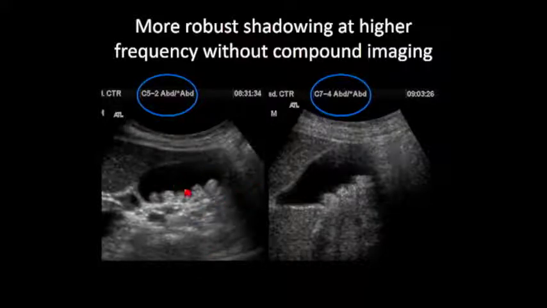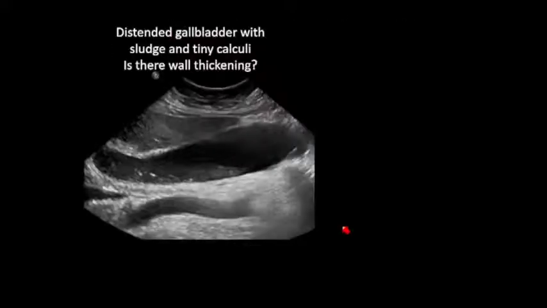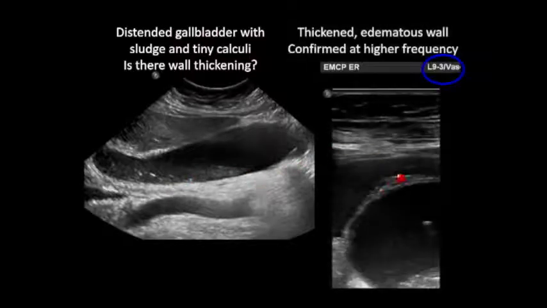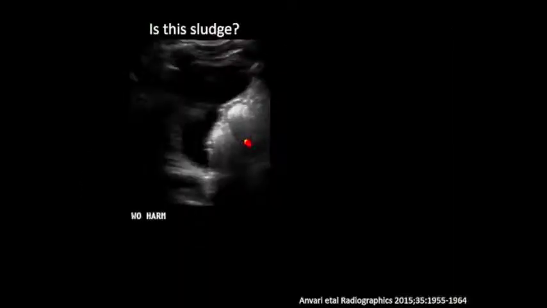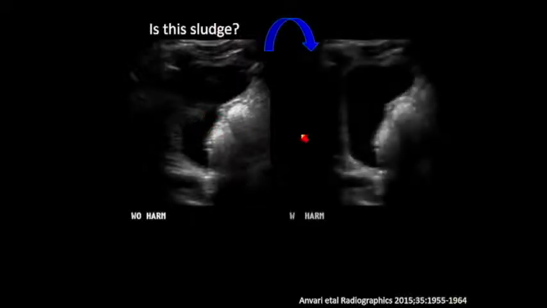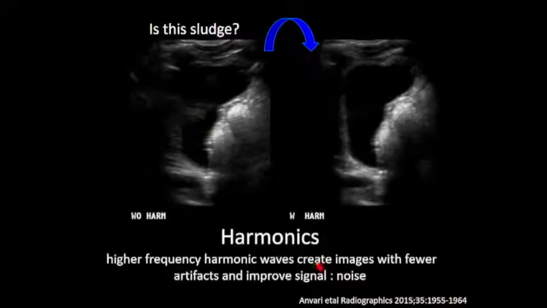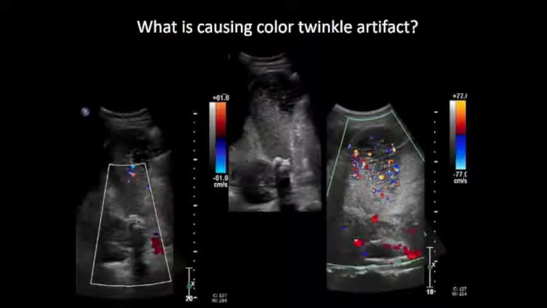Here's a patient who's scanned at 2 megahertz, and there are things in the gallbladder, and there really are no shadows. You increase the frequency and take off the compound imaging, and the shadows are more apparent. How about this one? A distended gallbladder in an outpatient, sludge, maybe some tiny little calculi. Is there any wall thickening here? Well, this was another one that we went up in frequency and were able to see the gallbladder wall thickening, which I think is not very apparent at the lower frequency. Is this sludge? Well, we turned on the harmonics and cleaned up the gallbladder, and I presume most of you know that that helps as well.